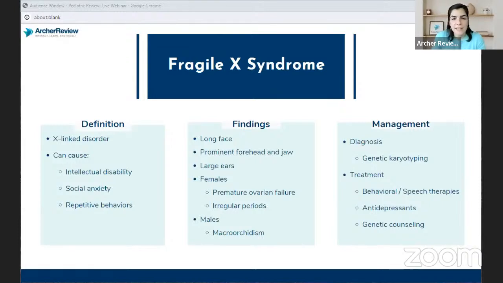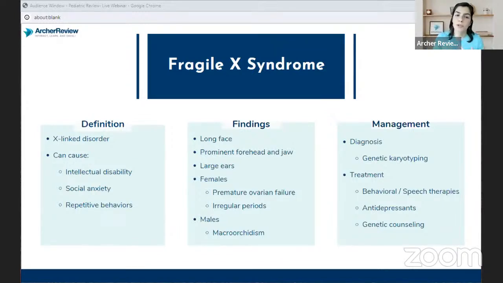Fragile X syndrome. So this is an X-linked genetic disorder. That's why males are more susceptible, and it's the most common cause of intellectual disability just after Down syndrome. So you might see this in the clinic as well. Classic clinical features that you're going to see is that long face. You're going to see a prominent forehead and jaw with those large ears.